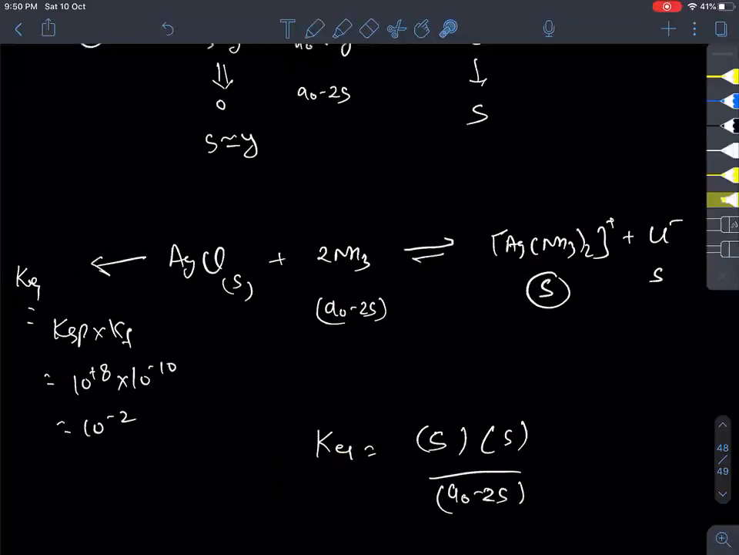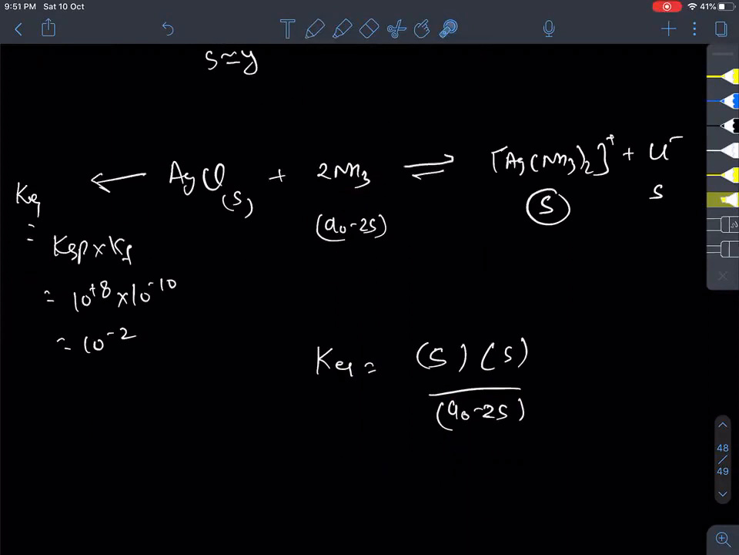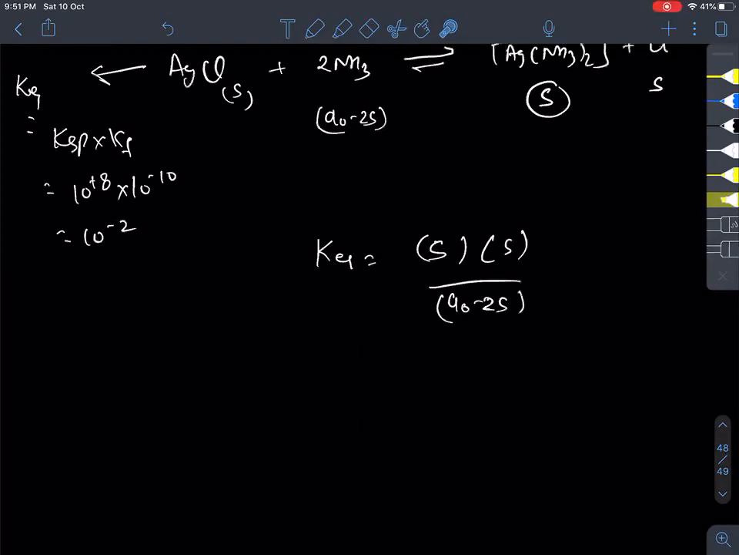Generally what happens in the question, they will mention that the ammonia concentration is almost constant. They are maintaining it. So if they are maintaining it, whatever concentration they give, we will write here instead of A naught minus 2S. Right? We can use that value. Accordingly, you can solve it. So like that, many problems can be asked based on this complexation thing.